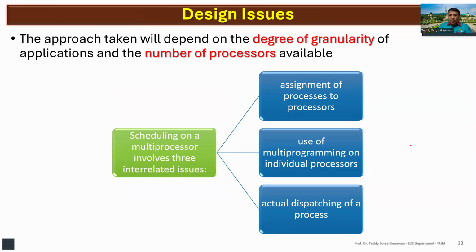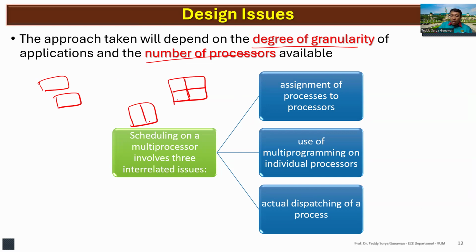Now let's see, for example, if we have 4 cores, and then you have many processes. We have the design issue, which depends on the degree of granularity of the application and the number of processes available. So then you have several design issues. If you have 4 cores, it will be different if you have only 2 cores, or if you have 16 cores. So with 4 cores, 2 cores, 16 cores, you have different issues.